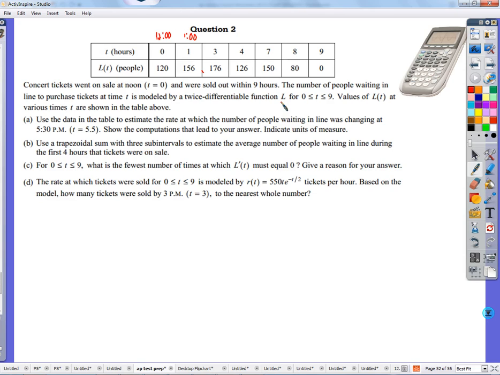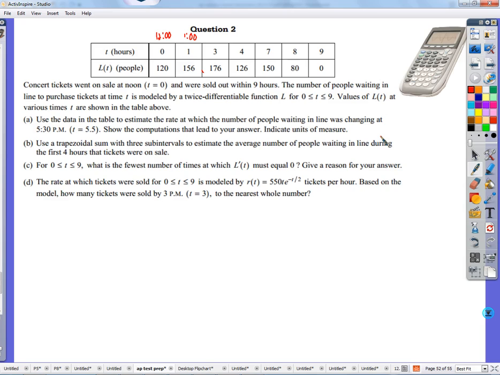Let's see. L is this function between the hours of 0 hours and 9 hours. Values of L of T at various times are given in the table above. That's just the knowledge you need to answer the question. The question is: use the data in the table to estimate the rate at which the number of people waiting in line is changing at 5:30 p.m., T equals 5.5. Show the computation that led to your answer, and indicate units of measure.